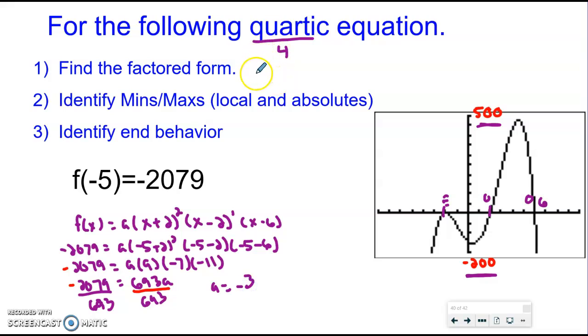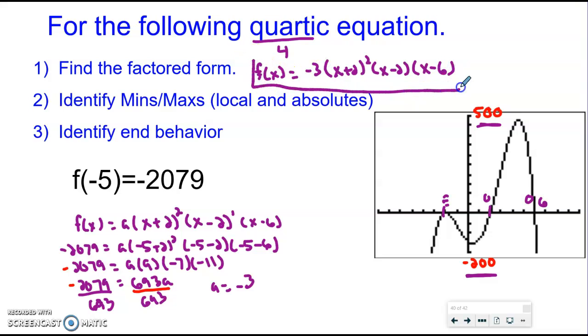So my factored form is going to be f of x equals negative 3, and then it's going to be x plus 2 to the second, and then x minus 2, and then x minus 6. That's going to be your factored form in this given situation. Okay? Let's look at a couple other things.